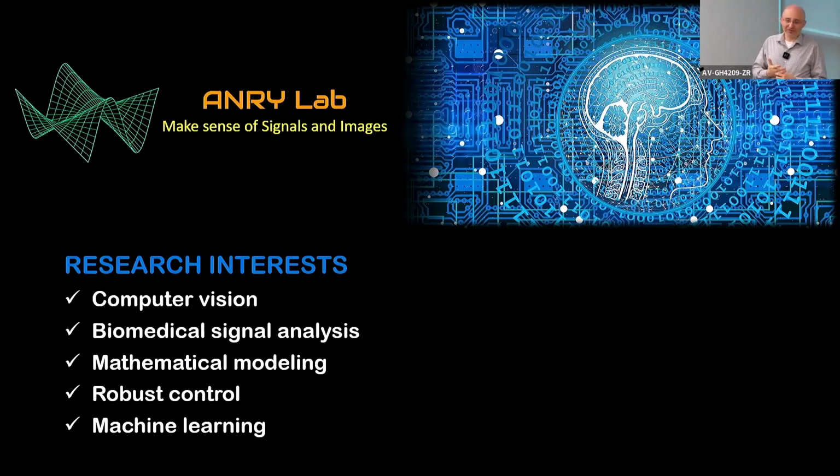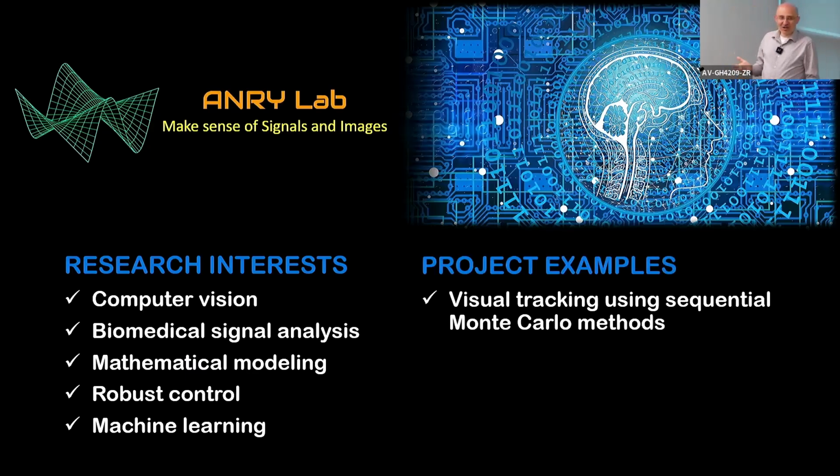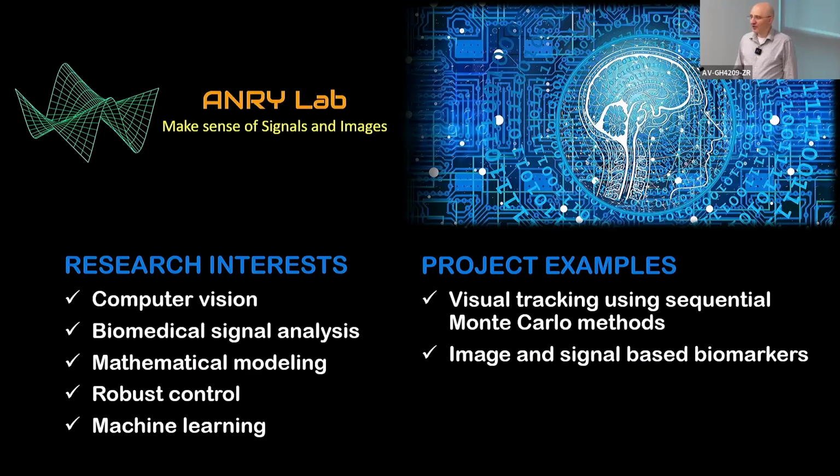And obviously my research interests somehow cluster around all of these topics, which include computer vision, biomedical image processing, analysis and signals, as well as mathematical modeling of different kinds, robust control, and then also some machine learning. Project examples include all kinds of sequential Monte Carlo, which is particle filtering type of tracking algorithms, and image and signal-based biomarkers, where we have CTs or MRIs. We extract all kinds of features out of that, or signals, and try to correlate them to clinical outcomes, using machine learning to get these outcomes somehow, or brain signal modeling.